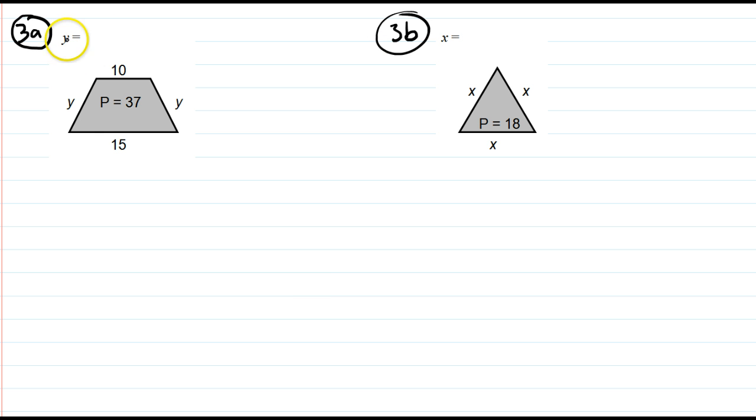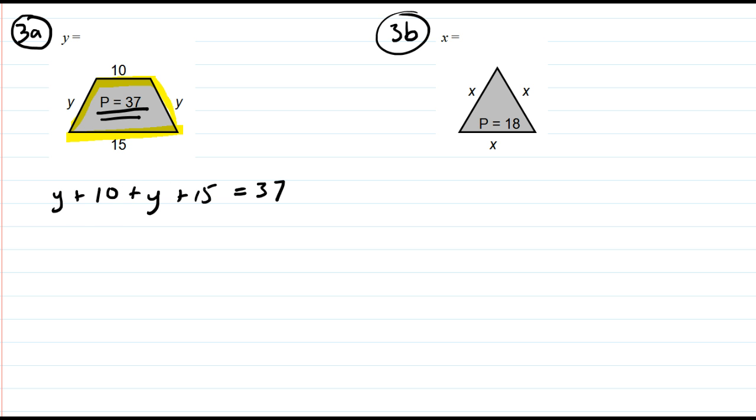Alright, for 3A, we're trying to find the value of y, and that tells us that the perimeter is 37. So we just set up our equation like we were finding the perimeter: y plus 10 plus y plus 15, except now we know that the perimeter is equal to 37.